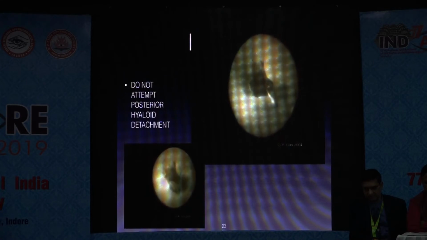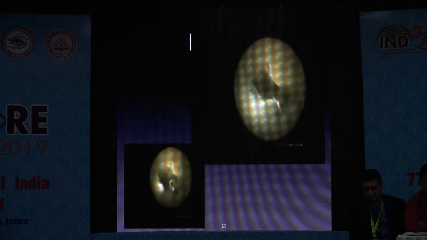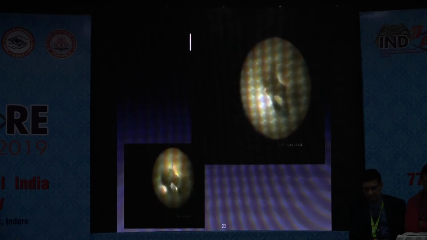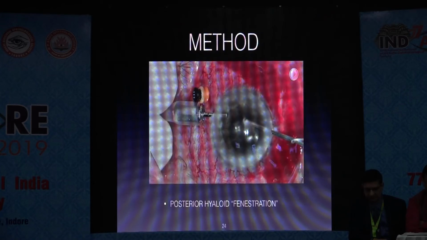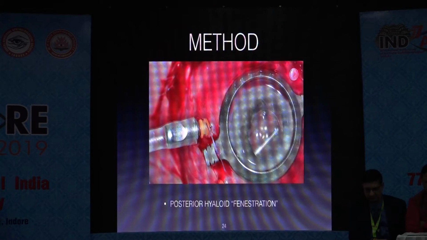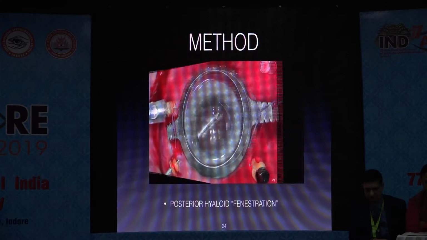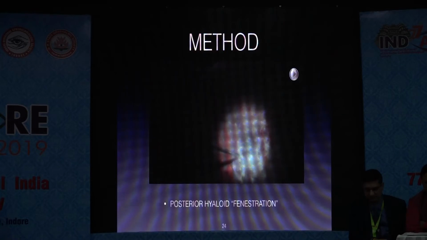And then do not remove the posterior hyaloid. This is something you should not try and do because it is extremely dangerous in a very fragile retina. So the method that I generally recommend is something I've named posterior hyaloid fenestration, in which you can see the steps here, posterior capsulotomy and so forth, in which you try to open up the posterior hyaloid without exerting any traction on it, so that you will not be damaging the retina.